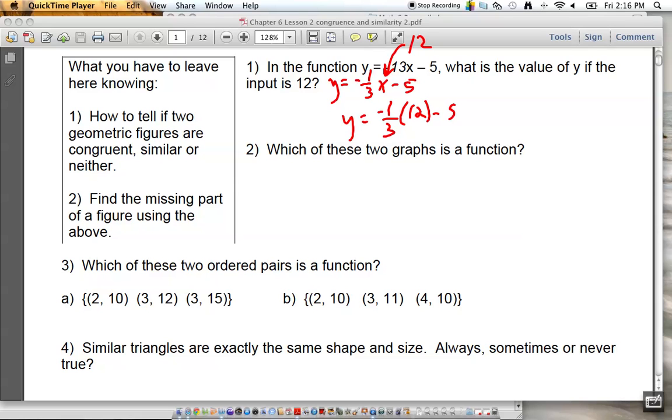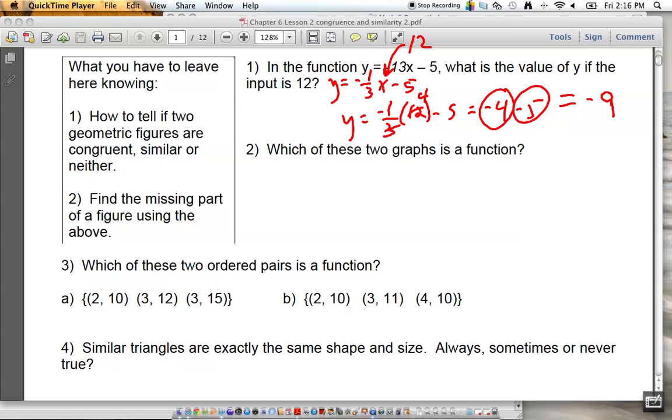Get your hands on your own desk, right? Do the division first. 3 goes into 12 how many times? 4 times. Negative 1 times 4 is negative 4 minus 5. And we did questions like this earlier in the year where we said, look at this as 4 negatives and 5 more negatives. So what is that altogether? 9 negatives. So I get negative 9.